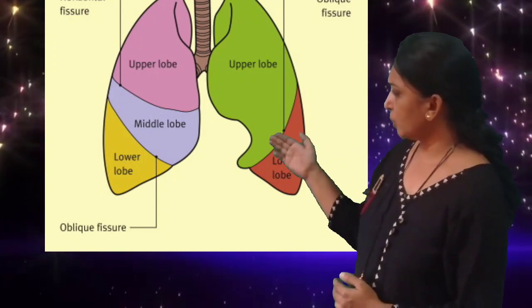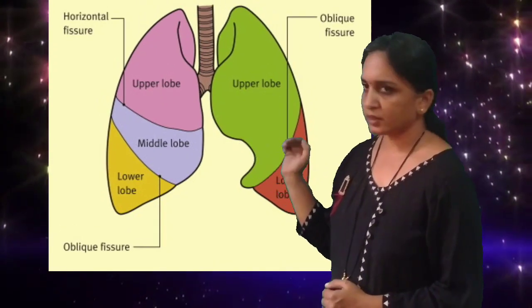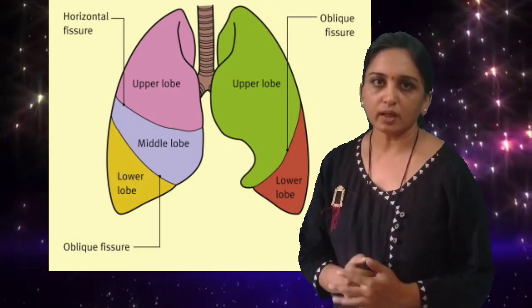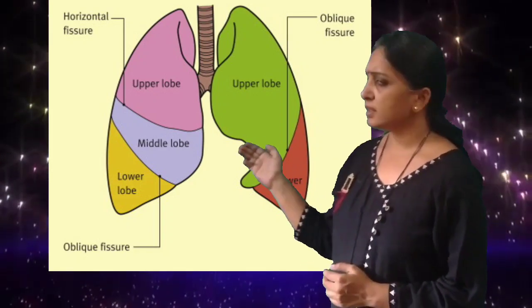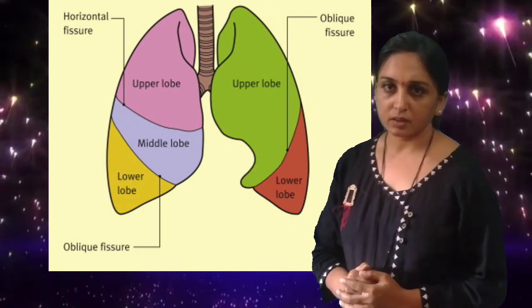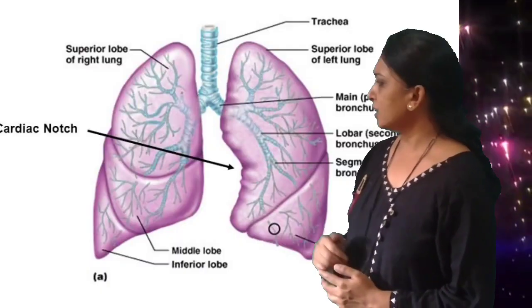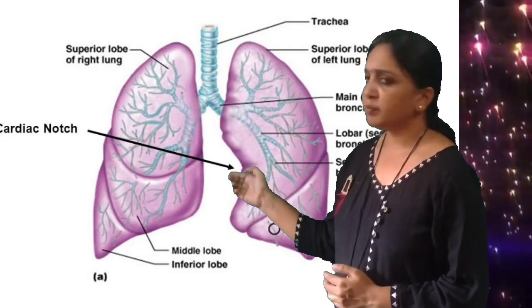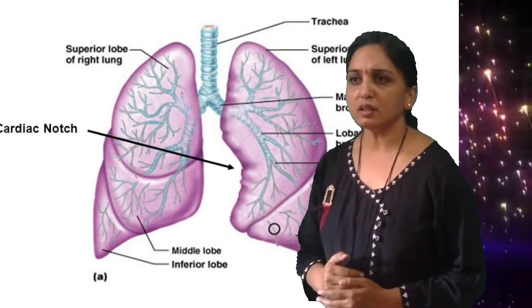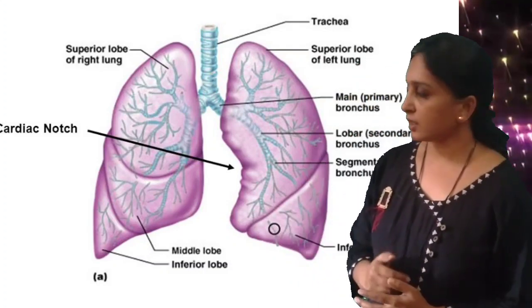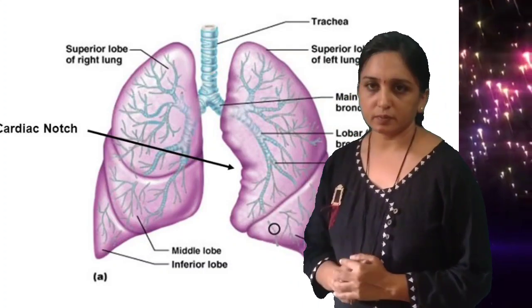The left lung has a notch called as cardiac notch where heart is placed. Thus, cardiac notch is the depression which is present in the left lung where heart is placed.